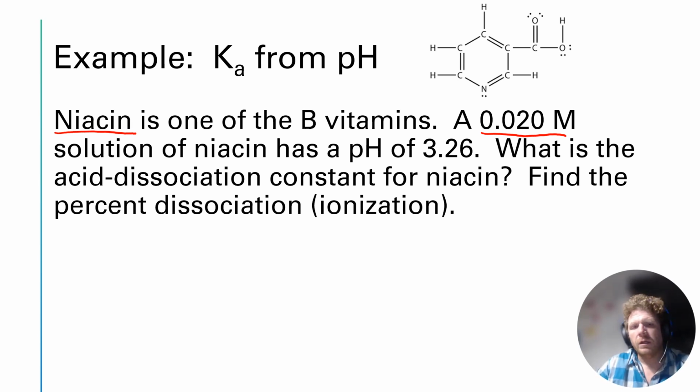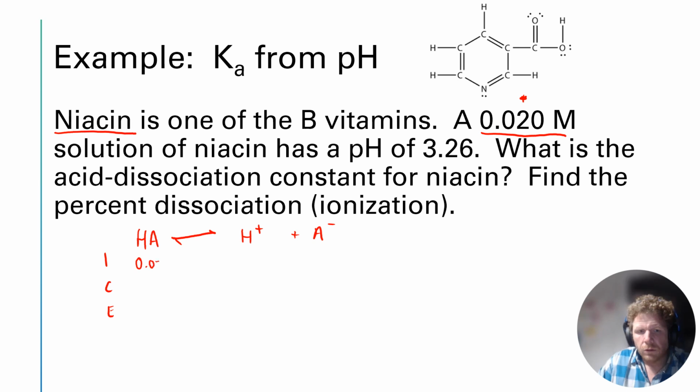Now, the first thing that we need to do is recognize our compound, our acid. We can look at our acid as HA, and that dissociates, that breaks down into H plus and A minus. Okay, now I'm going to set this up as an ICE table, because we're given our initial concentration. I'm going to say my initial concentration of HA is 0.020. My initial concentration of my hydrogen ions is effectively 0, and A minus is 0, so 0 and 0.